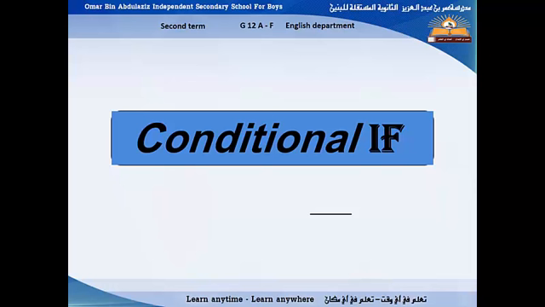Today we are going to talk about conditional if. As you know, if should be followed by two sentences. The first sentence is a kind of condition, and the second sentence must come to give the complete meaning of the whole sentence of if.